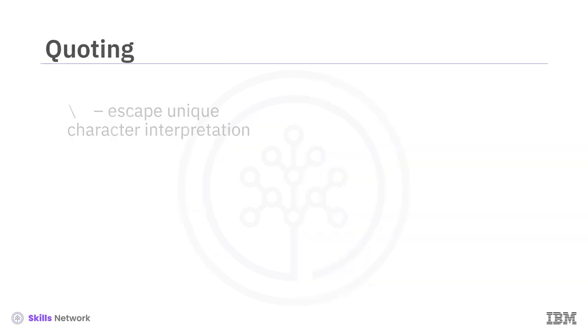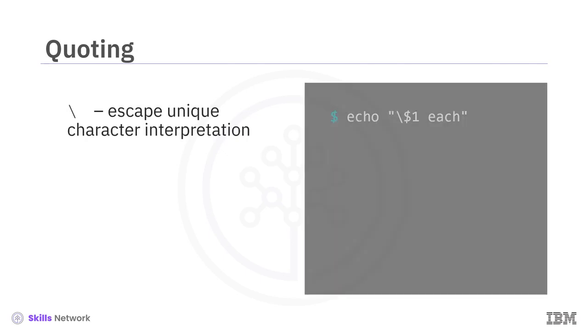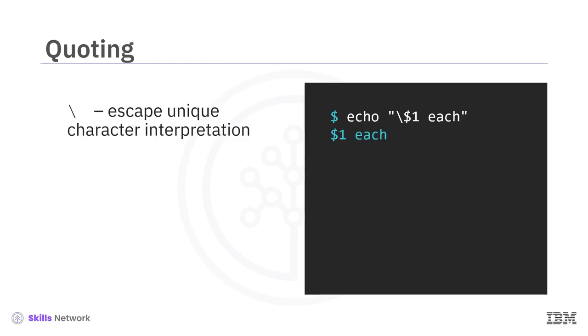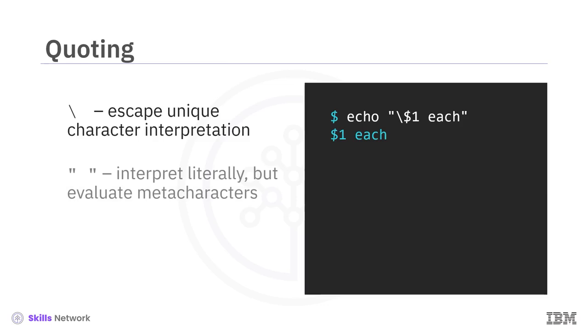Quoting specifies whether the shell should interpret special characters as meta characters or escape them. You can use the \ to escape the interpretation of a single character as a meta character. Here, the \ tells bash to interpret the $ sign as text, rather than the default variable name. So the output is literally $1 each. Double quotes will interpret the text literally, except for any meta characters, which will be interpreted according to their special meanings. For example, the $1 expression without the preceding \ is interpreted as a variable, which in this case is empty, as we see here.